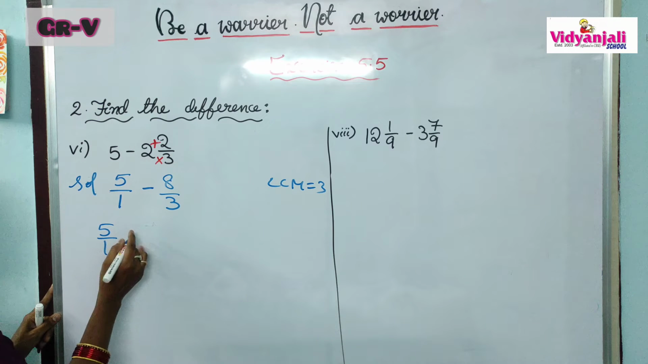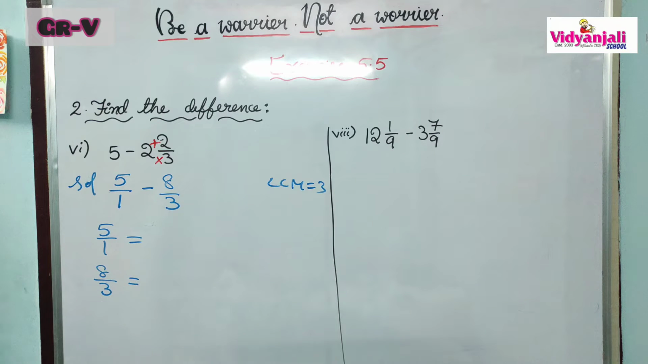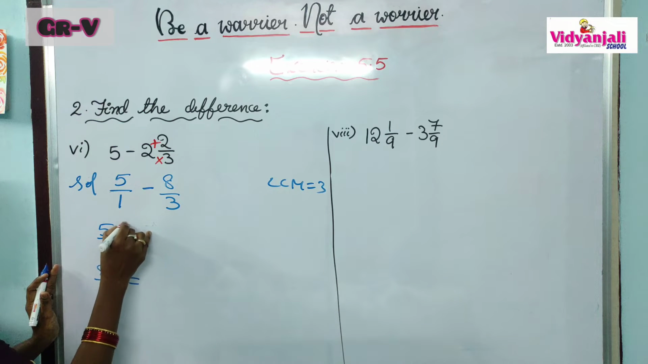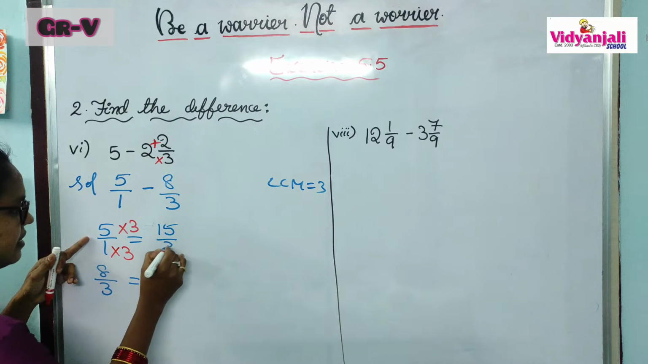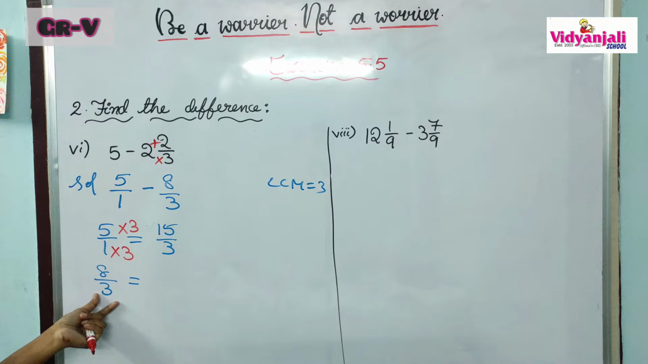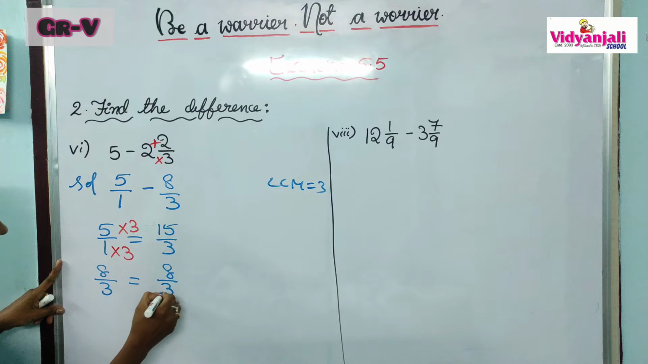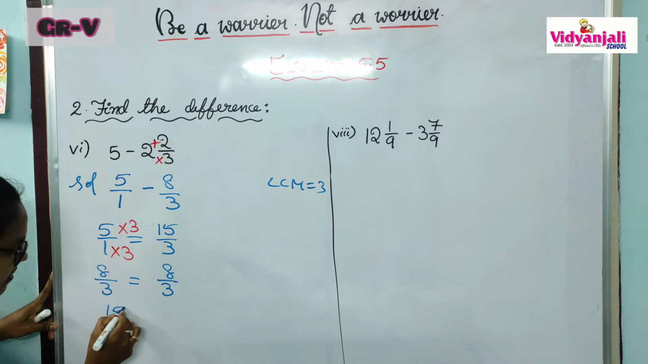And then what to do? Take the given fractions 5 by 1 and 8 by 3. Tell me children, with which number we should multiply 1 to make it 3? Into 3, right? So 5 into 3 is 15. So it becomes 15 by 3. Here we have already 3 only, so no need to change. Write 8 by 3 as it is. Now subtraction. 15 by 3 minus 8 by 3.